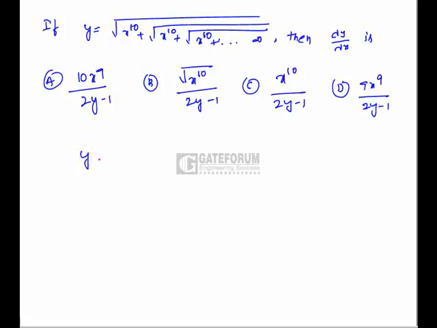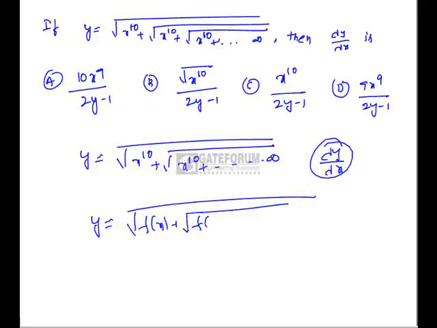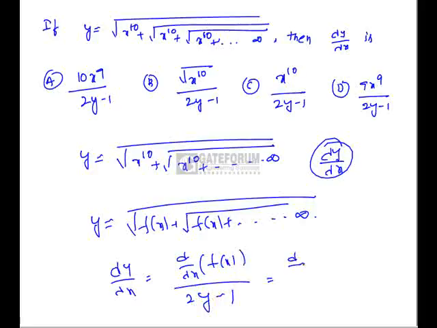In this problem, it is given that y equals root over x power 10 plus root over x power 10, so on up to infinite terms. Now we have to find the derivative of this, that is dy by dx. Now there are two ways of solving this problem. One is directly by formula. If y is a function which is root over f of x plus root over f of x plus so on up to infinity, then dy by dx is nothing but the derivative of f of x divided by 2y minus 1, which is d by dx of f of x, which is x power 10, over 2y minus 1. If I differentiate x power 10, it is 10 into x power 9 by 2y minus 1, which is option A.